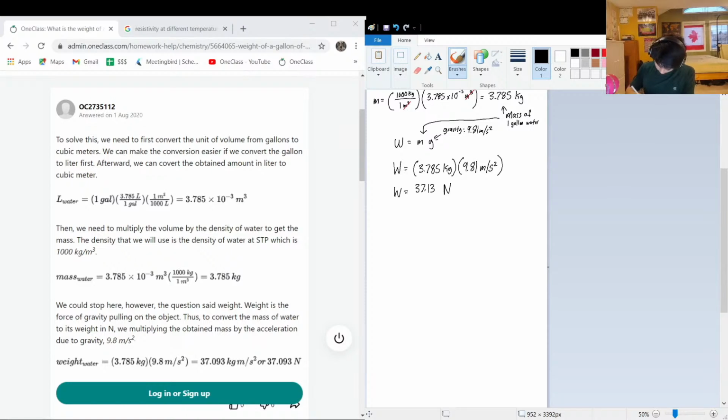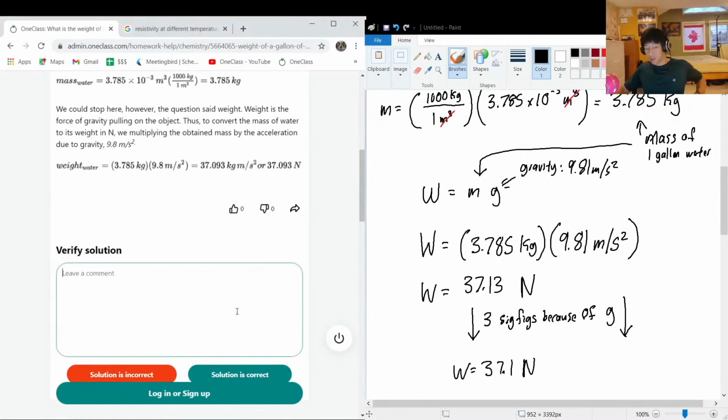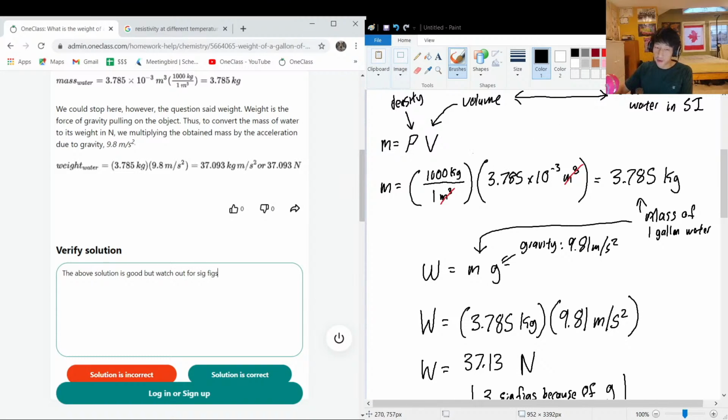So to 3 sig figs, because of g, we're going to have weight is equal to 37.1 newtons. Okay. So yeah, the above solution is good. Watch out for sig figs. Isn't this cool? Like all this unit breakdown stuff. So yeah, you just got to make sure that you do it with the proper density value.